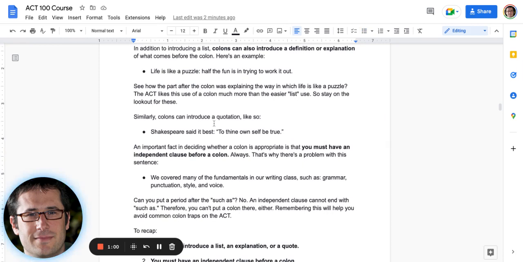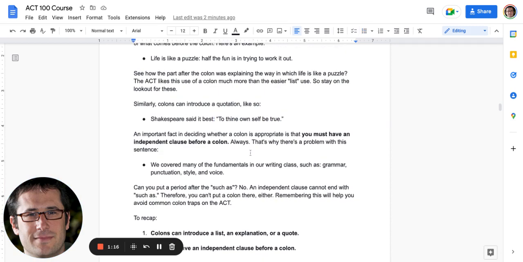All right. Another interesting use of a colon is to introduce a quotation. Comes up a little bit less on the ACT, but it comes up sometimes. Shakespeare said it best: to thine own self be true, right? So the colon here is introducing this quotation.